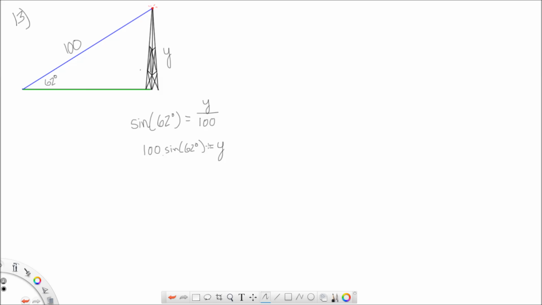On the practice exam it says to leave your final answer in terms of the trig function, so we just leave it here because we don't have an exact answer for what sine of 62 is. We do know that sine of 60 is root 3 over 2, so this answer is going to be a little bit bigger than 50 feet if you want a decimal, but for what the practice exam asked, this answer right here will be perfect. So the height of the antenna is 100 sine of 62.